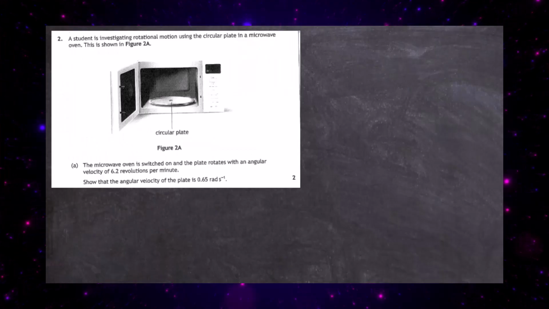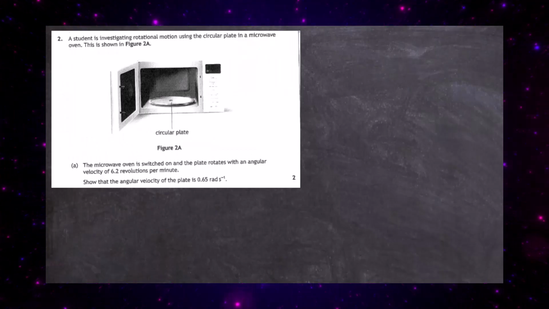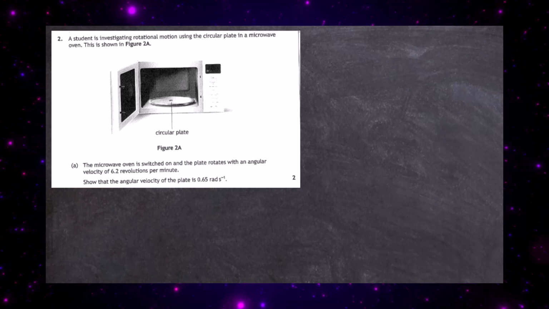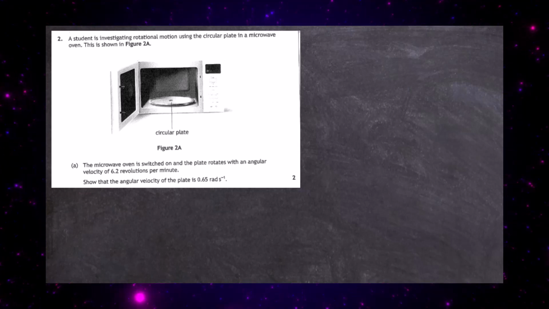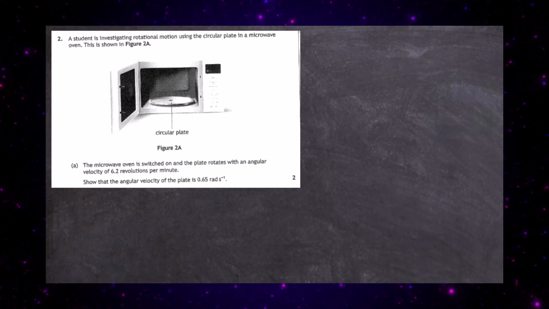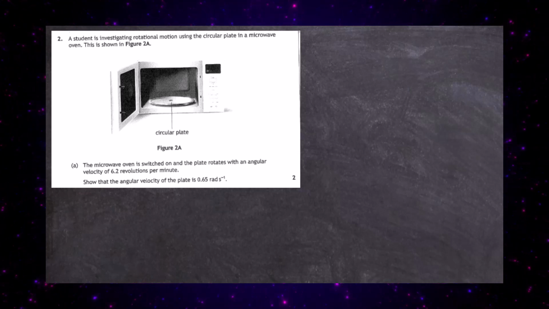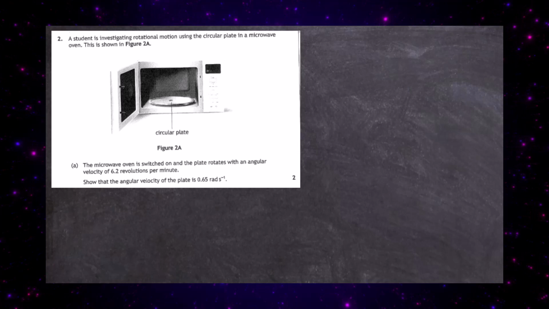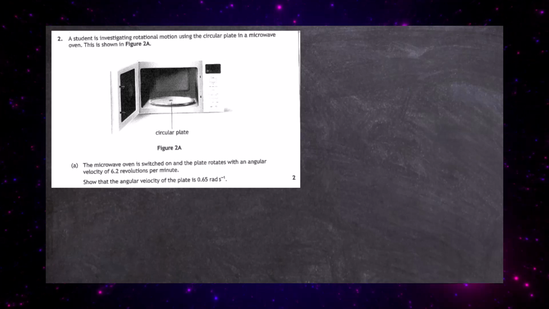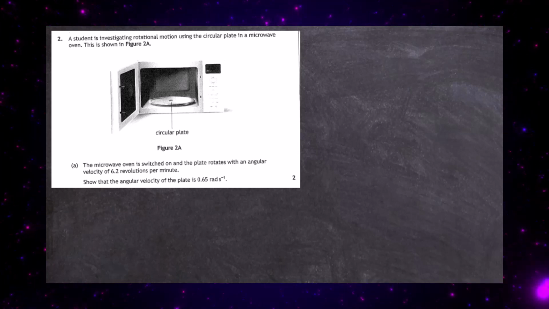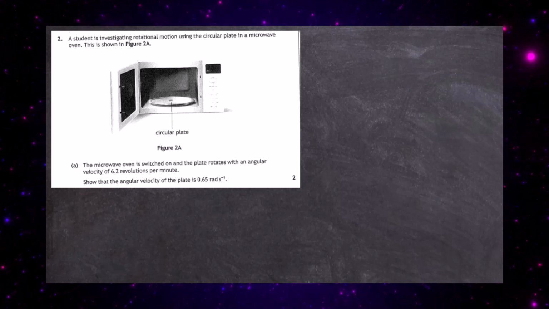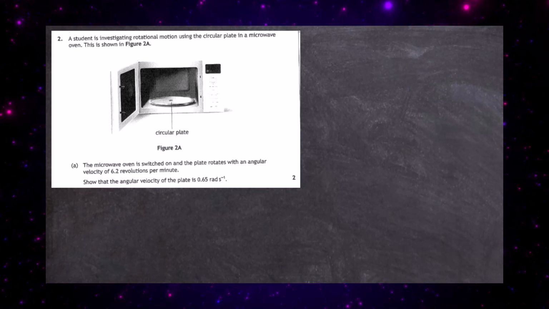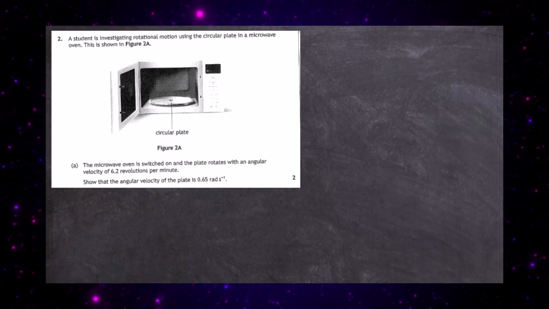Question 2 from the 2023 Advanced Higher Physics Examination from the SQA. A student is investigating rotational motion using the circular plate in a microwave oven, shown in figure 2a. The microwave oven is switched on and the plate rotates with an angular velocity of 6.2 revolutions per minute. We've got to show for 2 marks that the angular velocity of the plate is 0.65 radians per second.